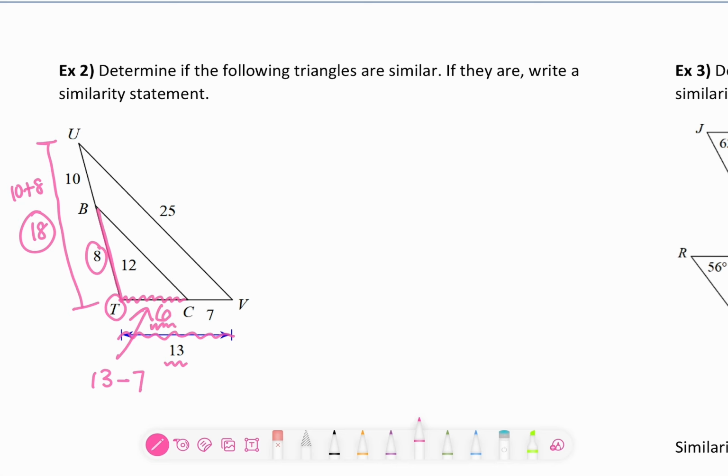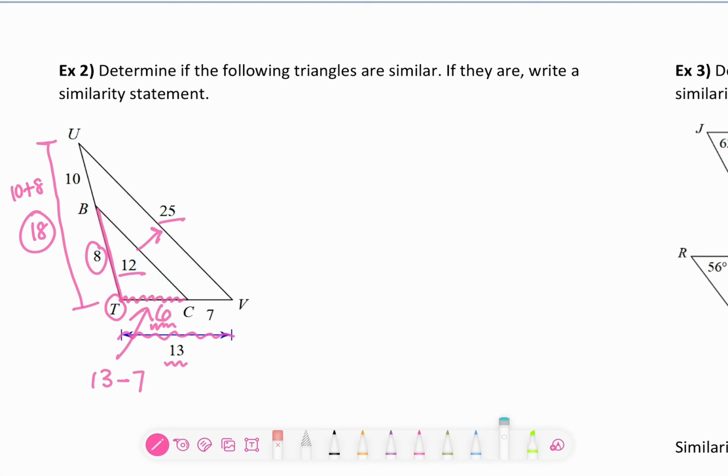So those two correspond. Last but not least, we have our BC side. That corresponds with the one that looks like it's parallel to it, right? Which is going to be this UV side over here. So the BC side corresponds with the UV side. So it's going to be 25 and 12. Now, when we make our ratios, just make sure you're consistent. If you want to put everything from the small triangle on top, that would be all of these numbers inside. So it'd be 8, 12, and 6.